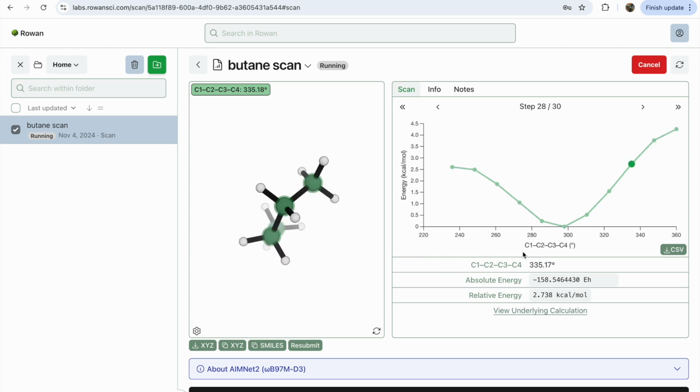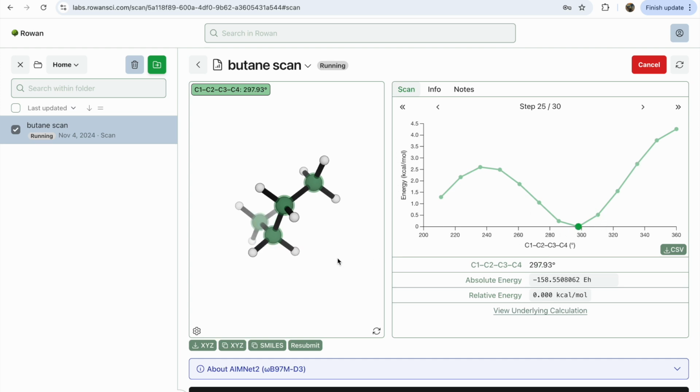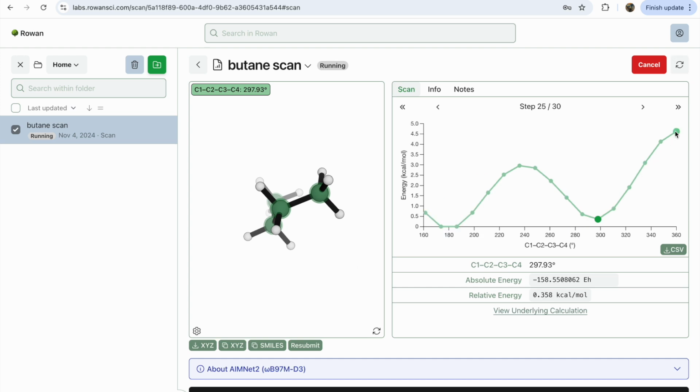So looking more closely at this plot here, obviously we have the dihedral angle in question here. And right now we're seeing values from 220 to 360, and we'll populate the rest of these values as time goes on. And we're seeing the relative energy of these different constrained geometries. So the lowest energy, which currently is this one, is shown as 0, and the highest energy, which is this one, is shown as 4.62. You can see the relative energy here.